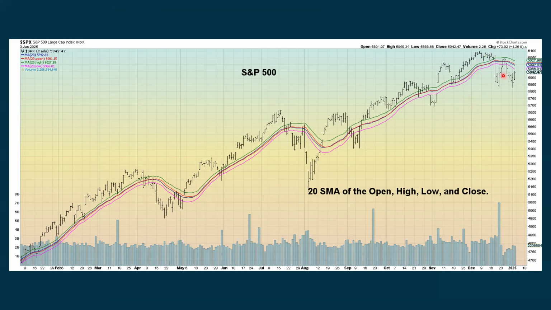Well, lately we've dropped under this little mini rainbow. And sometimes if we try to bounce, one of these lines may act as overhead resistance. Well, we try to come back up into the mini rainbow and then drop down out of it. We're still below it. And the longer that we stay below this, the more these lines will continue to roll over. If we can get back up into the rainbow and then above the rainbow, that would turn these lines back up.